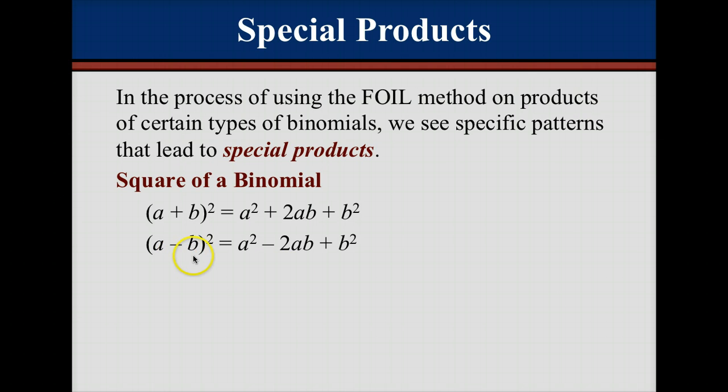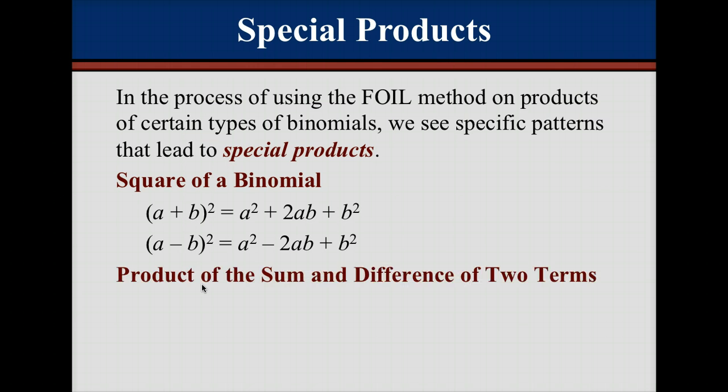The difference, this is the sum of squares, this is the difference of squares. Notice, sum of squares, the first term is plus. On a difference of squares, the first term is negative, but the rest of the pattern is the same. A squared plus 2ab plus b squared, or a squared minus 2ab plus b squared. So all you have to do is identify what is a and b, and then you've got your answer. And then there's the product of the sum and difference of two terms. And notice our middle term disappears when there's a sum and a difference.